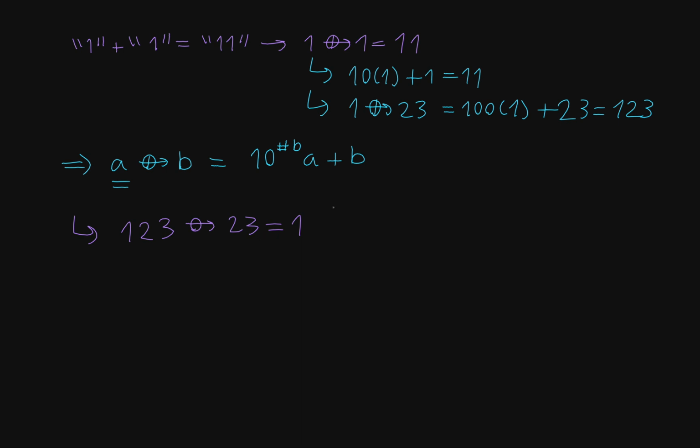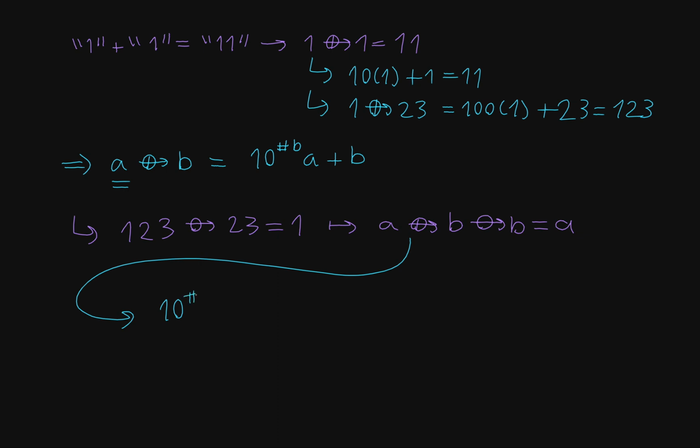And so we can use the idea that A concat with B, deconcat B should be equal to A, and then from this we can try to invert it to solve for A. So if we take this and plug in the definition for A concat B, we're going to get 10 to the number of digits of B times A plus B, right? All of this, and then we deconcat B.